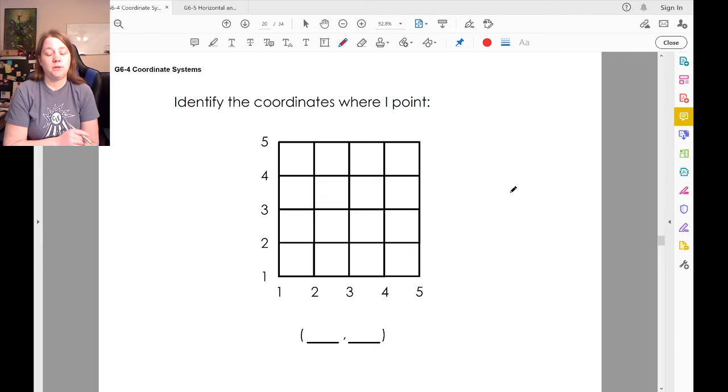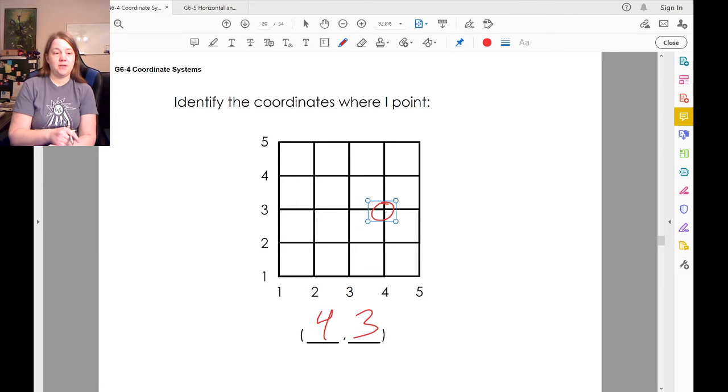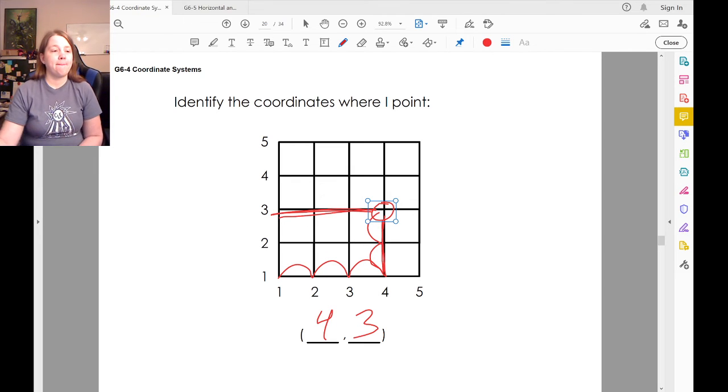Identify the coordinates where I point. Well, I'm going to point here. What's here, kids? You should have gotten 4, 3, because it lines up with the 4 on the run, and it lines up with the 3 at the jump. So I'd run 1, 2, 3, 4, and then jump up to the 3.